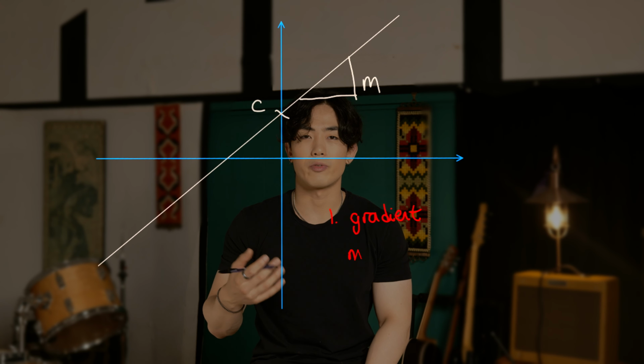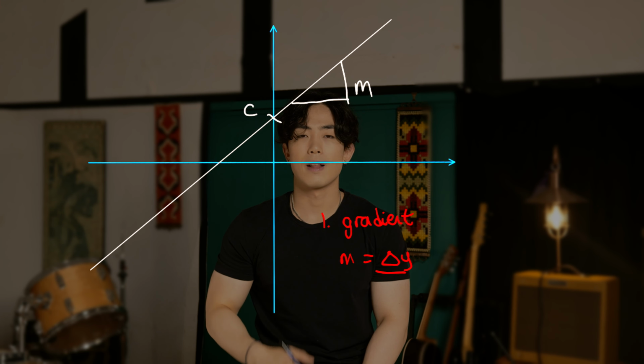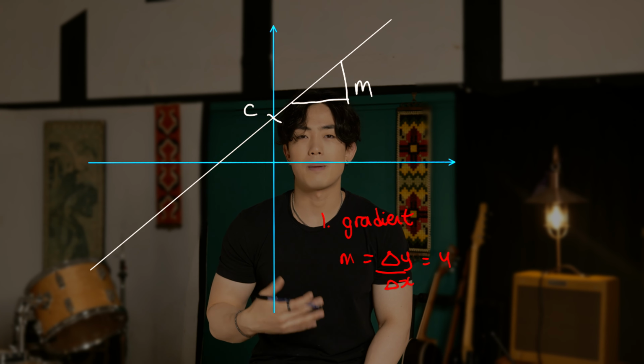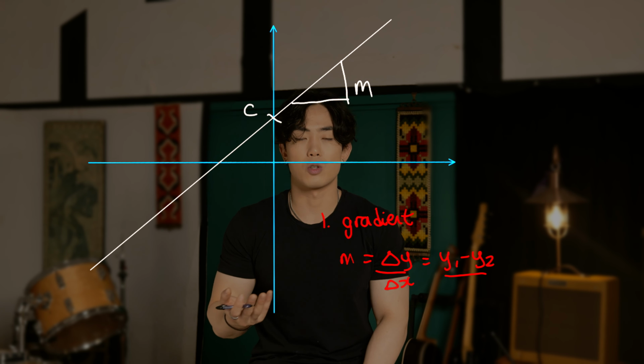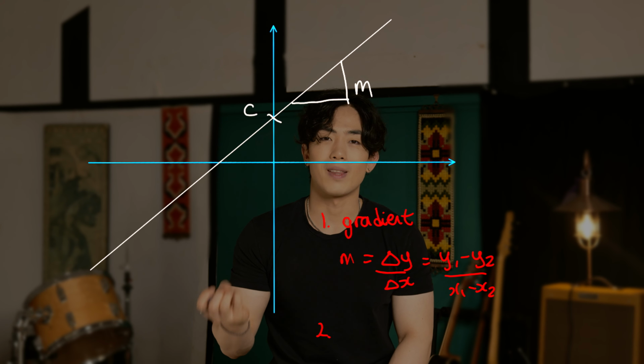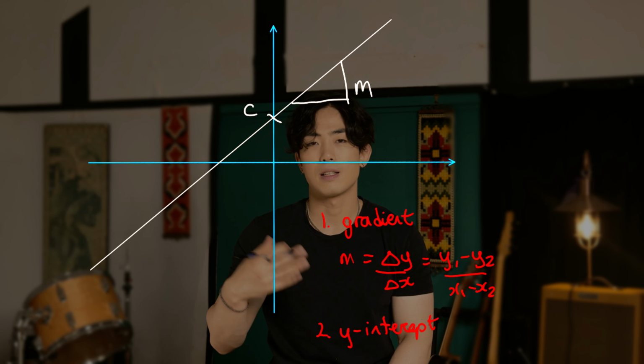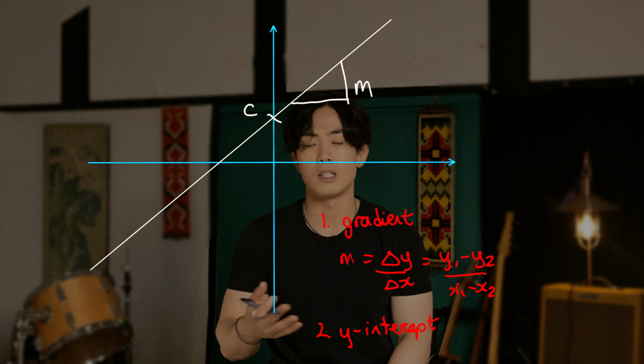Anyway, so first things first, when trying to find the equation, remember we always have to find the gradient first, this m value first. And there are many ways of doing this in maths, but the most basic way is just doing the change in y over change in x. Once we found the gradient, then we find the y-intercept by plugging in any of the two coordinates we are given and solving for c, and that will be your straight line graph. So let's look at an example.